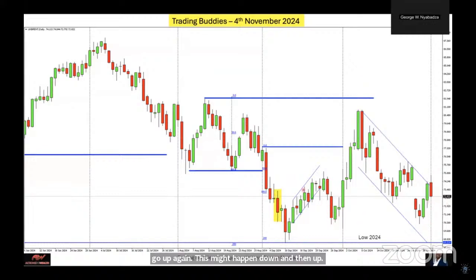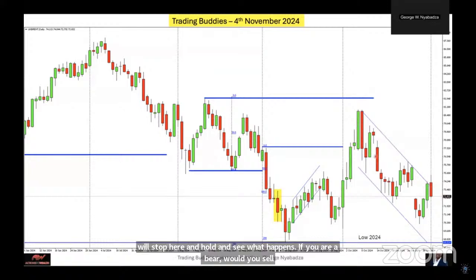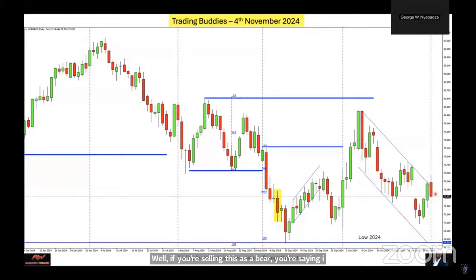So if you take that trade somewhere, you would have been holding your stop here. So you'd have been fine, make profit. So you're taking a trade, put your stop here and hold and see what happens. If you are a bear, would you sell? Well, if you're selling this as a bear, you're saying, I recognize we're in a channel. I'm only selling for the scalp because there's a high probability we might go and test this low or maybe go to the bottom of the channel. So put a measurement stop, sell, trail down and see what happens.